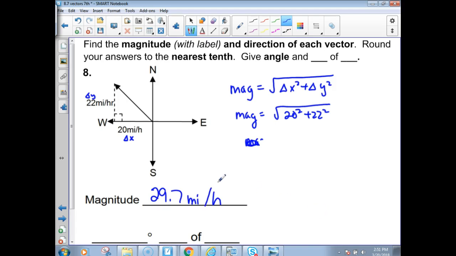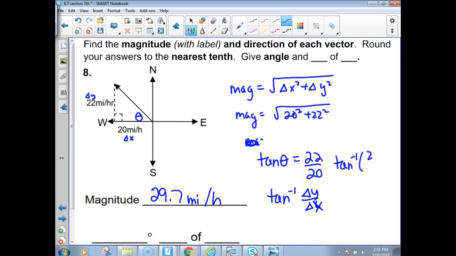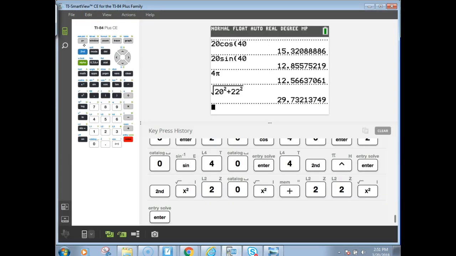Okay, and the angle, which would be here, is going to be found by doing the opposite over adjacent, which would be the tangent of theta equals 22 over 20. In your ISN, it just tells you do inverse tangent of the change in y over the change in x, and that's what 22 over 20 is. So we're going to be doing inverse tangent of 22 divided by 20 to get that angle. So second tan 22 divided by 20.